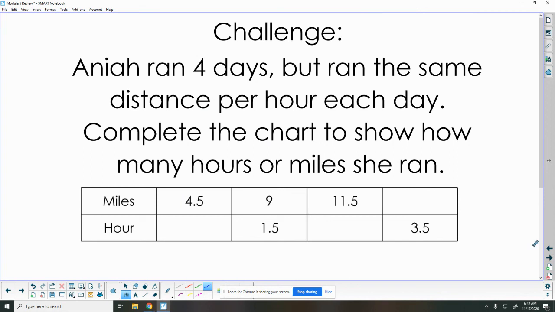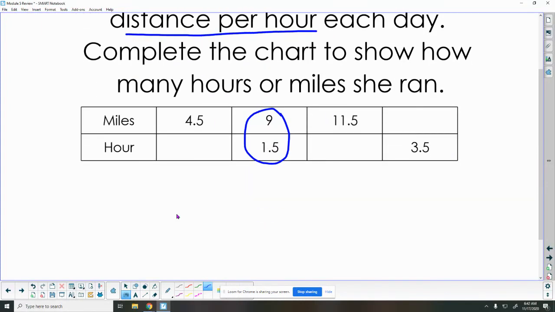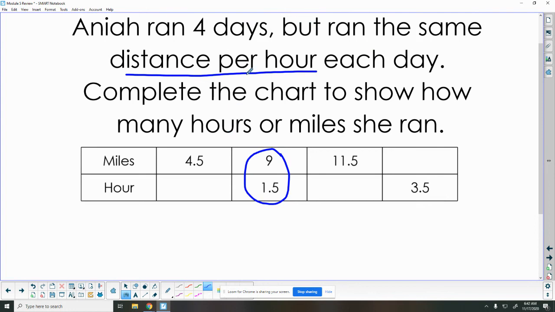Okay, last one here. Anaya ran for 4 days, but ran the same distance per hour each day. So every day she was running the same distance per hour. Complete this chart to show how many miles or hours she ran. Here I can see where my chart is complete, so I want to use this information to help me get finished here. I'm going to start though and find out how much she did each hour.